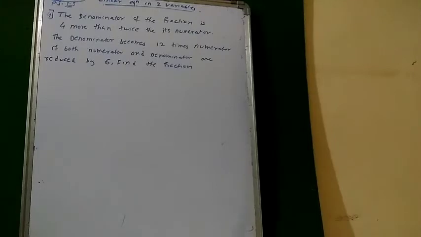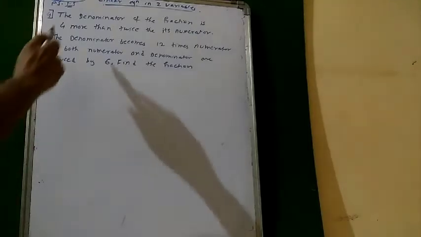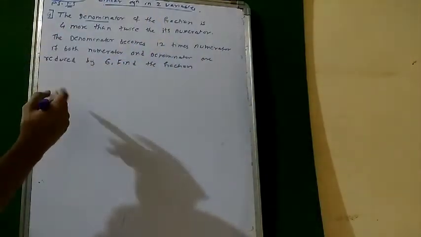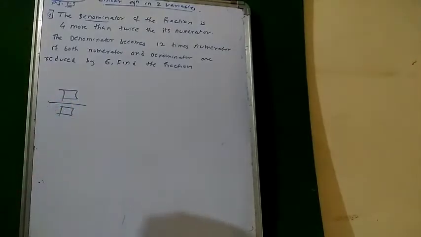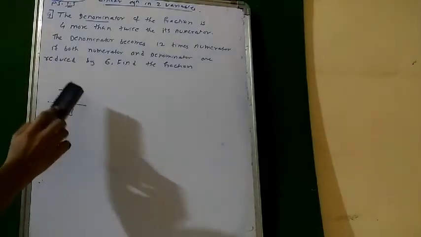Now we'll start with the fourth word problem. I read the question for you. The denominator of the fraction means what? Something is there in the numerator, something is there in the denominator. This is known as fraction.